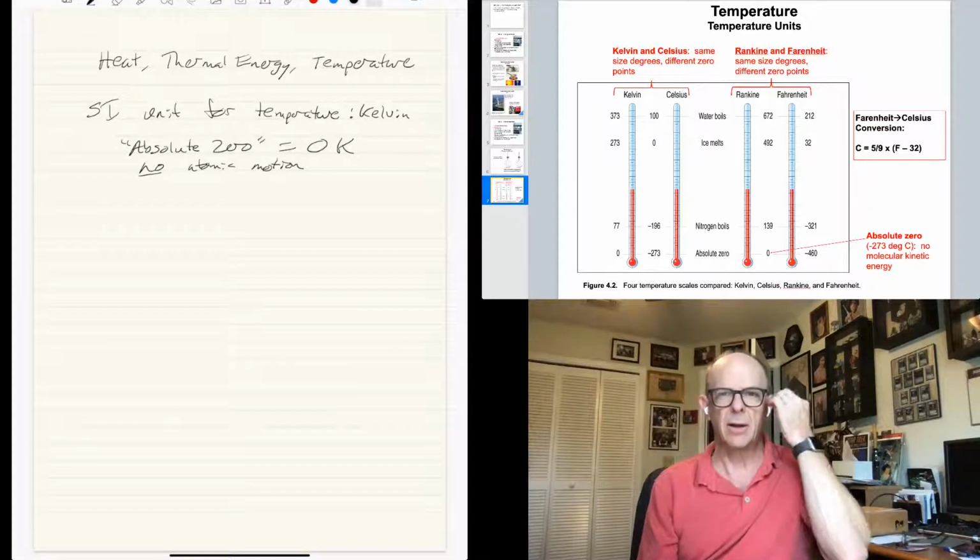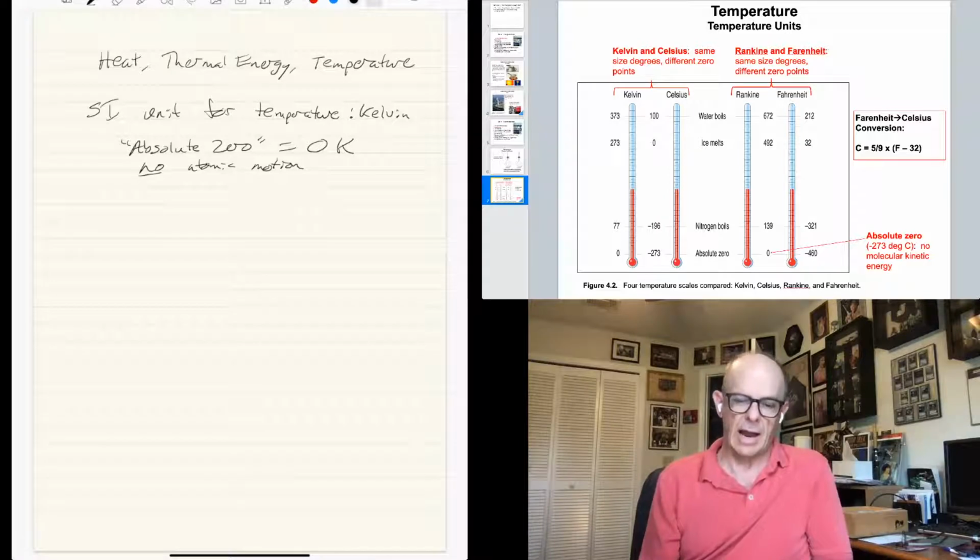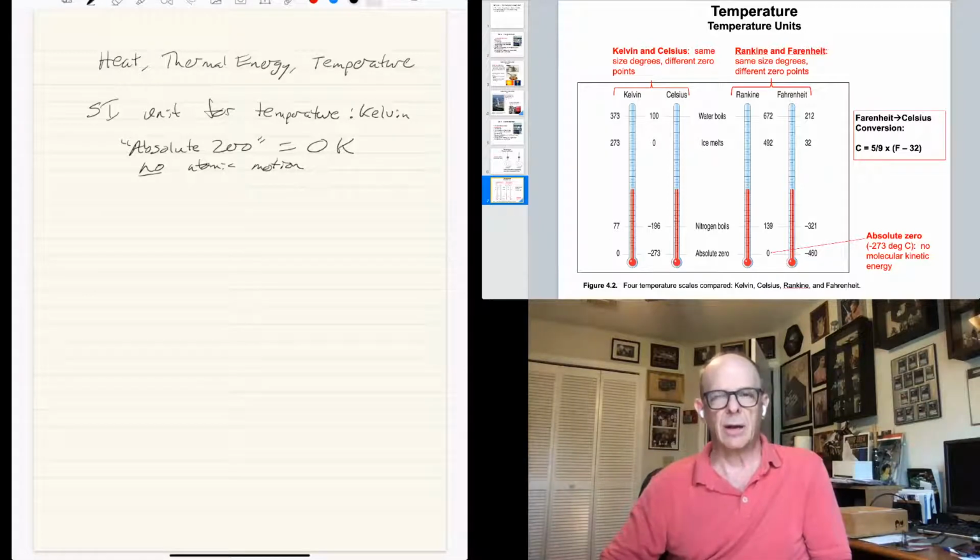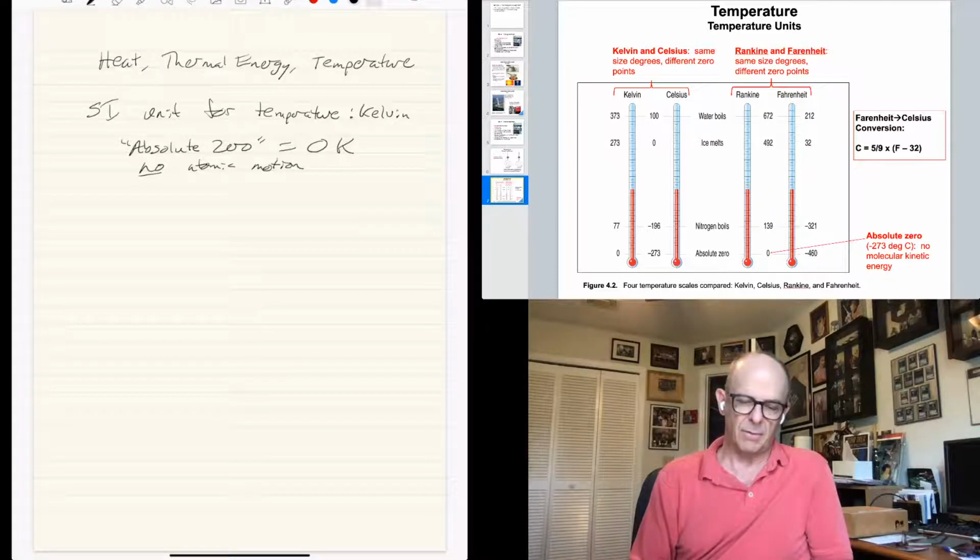As a practical matter, it's very, very difficult in a lab to get anything close to absolute zero. Even the background radiation, leftover radiation from the Big Bang, has a temperature of about 2.7 Kelvin. So that's why that's our natural unit of temperature.